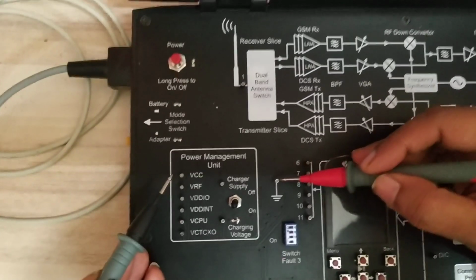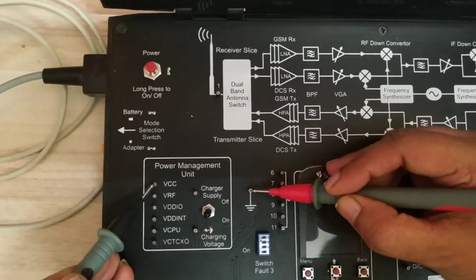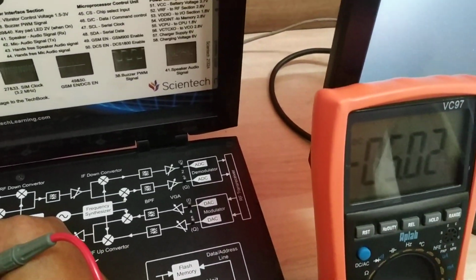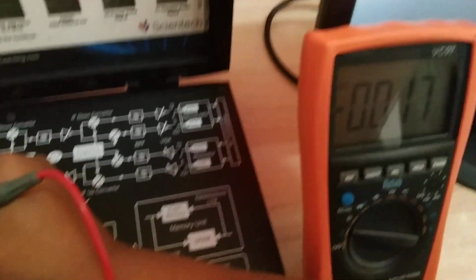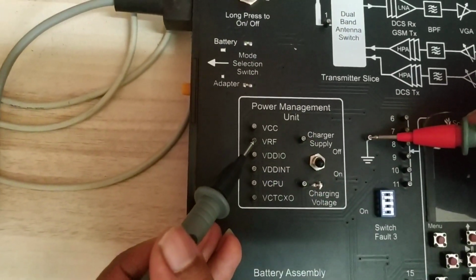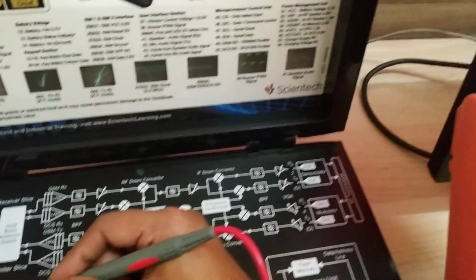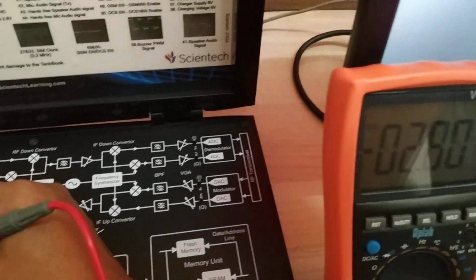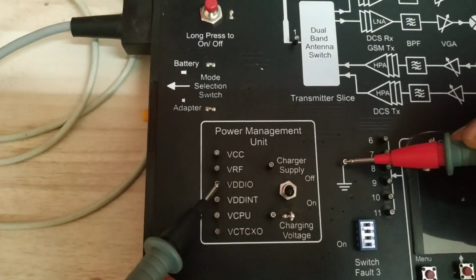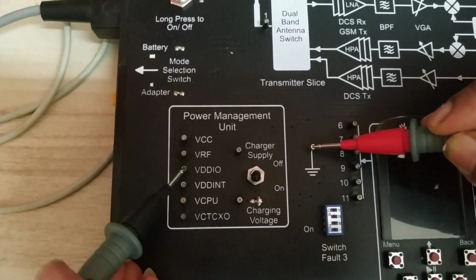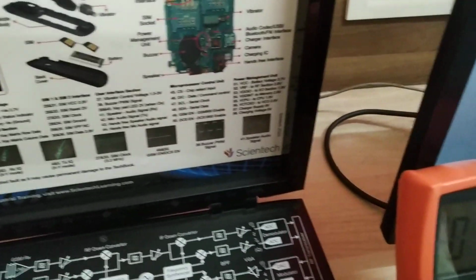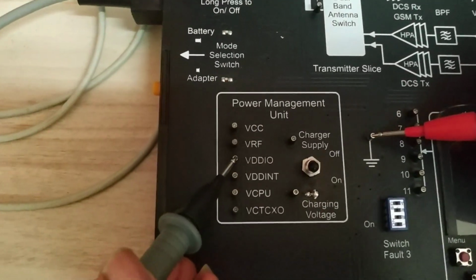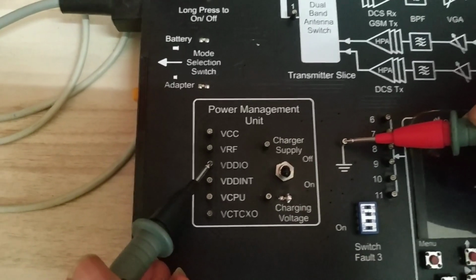For example, if we measure the VCC supply, then here we will get on the multimeter a value of 5 volts. For the reference, the value should be approximately 2.8 volt, so we will get 2.8 volt. Okay, so in this way we can measure the different values. For example, VDD for IO units is 1.8 volt. Approximately we will require that voltage for the IO section, 1.8 volt. So we will get the same value.